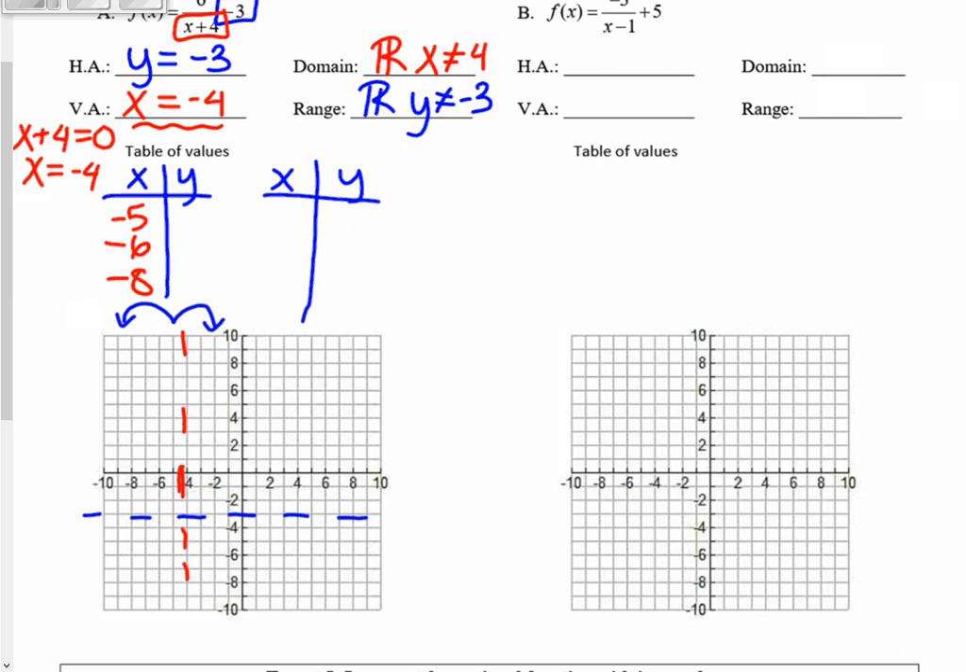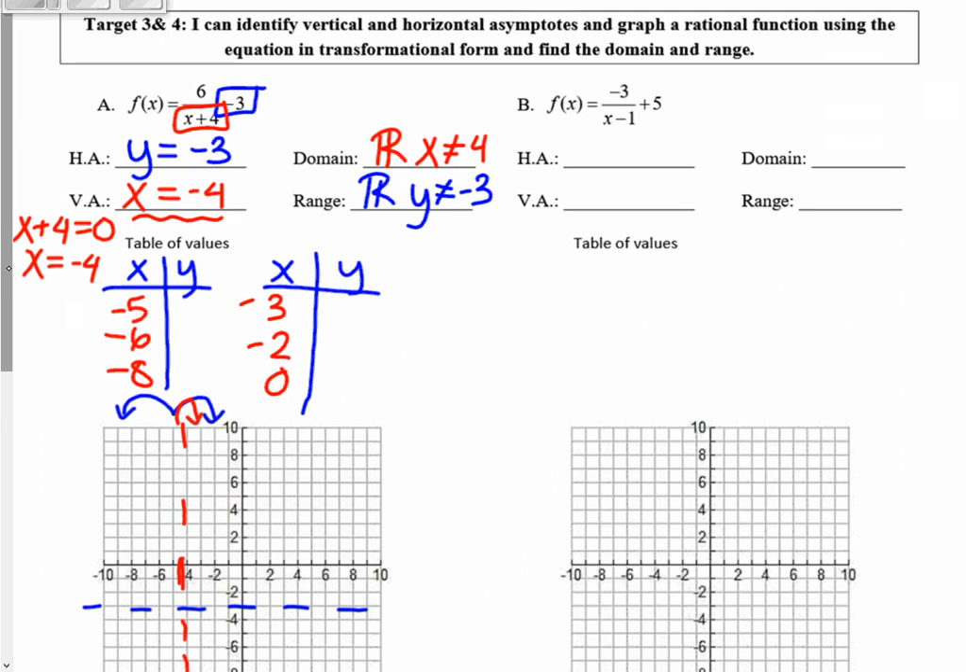For the right-hand side of my graph, I want to be right to the right of -4. So I'm going to start with -3. I'm going to do -2, and then how about 0? I'm going to plug these into my calculator. Remember, we have to be very careful when we plug this into our calculator. You need to make sure your entire denominator is in parentheses. So in my calculator, I would do 6 divided by, in parentheses, -5 plus 4, and that parentheses, minus 3.